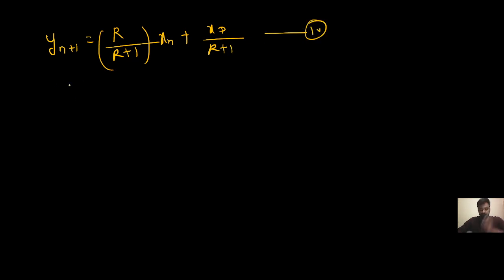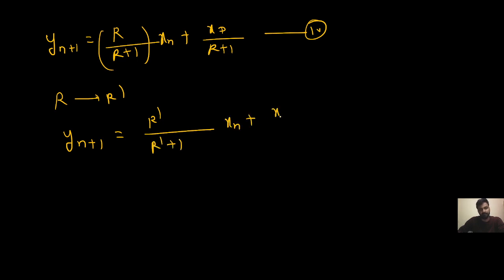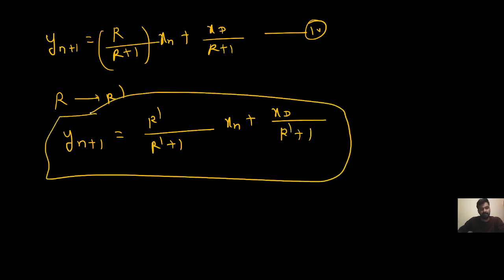Whenever the reflux is entering in its subcooled condition, you replace R with R dash. So you can write y n plus 1 is equal to R dash upon R dash plus 1 x n plus x D upon R dash plus 1, and the equation will be as it is. You don't need to change anything. But due to the subcooled reflux condition, your reflux ratio will get changed, and due to this particular reason, these will be your conditions for a subcooled reflux.